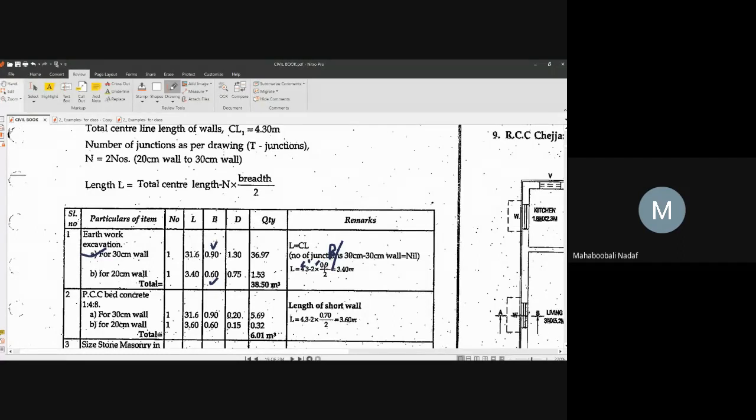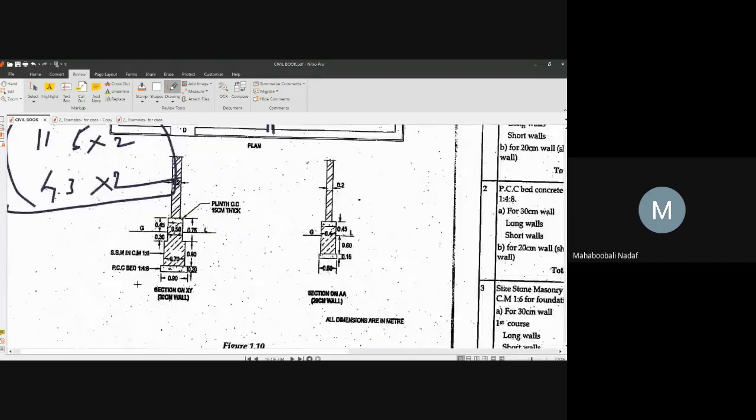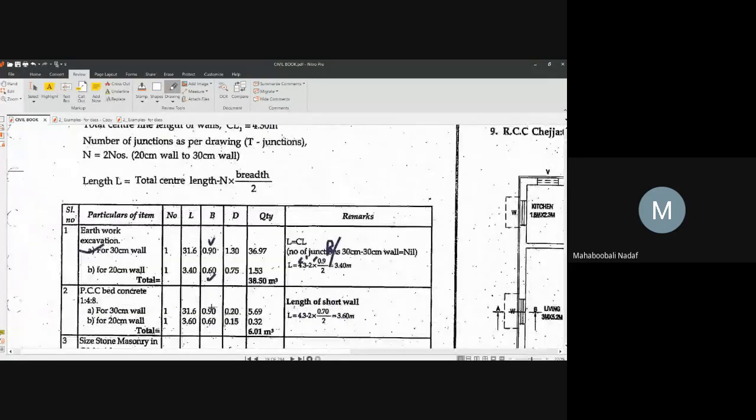Why? Because once you have done this big excavation, this wall will automatically fit here. So that is why in minus B by 2, the capital B, whichever is bigger, you should minus here. Okay? So 2 into 0.9 by 2 comes out to be 3.4. Multiplying these three, you will get this.